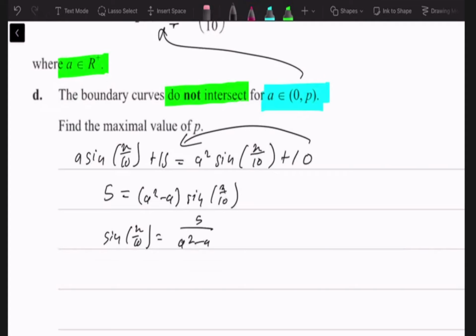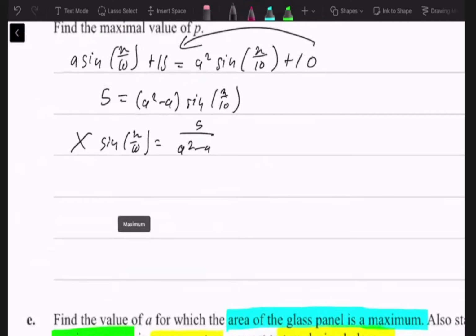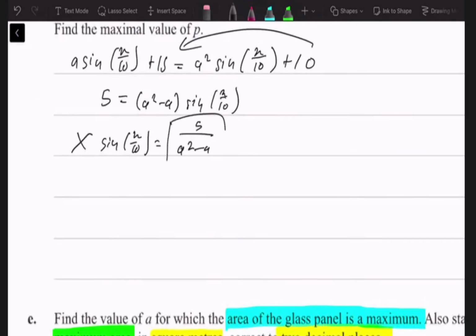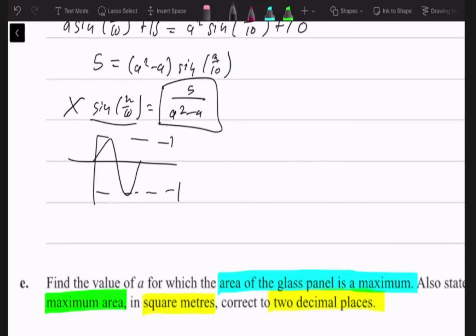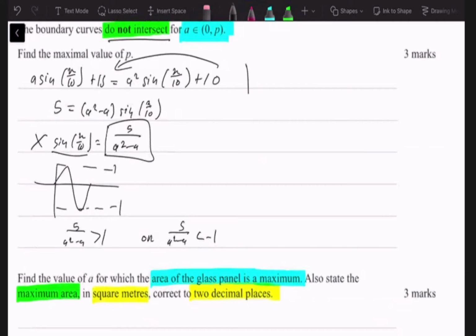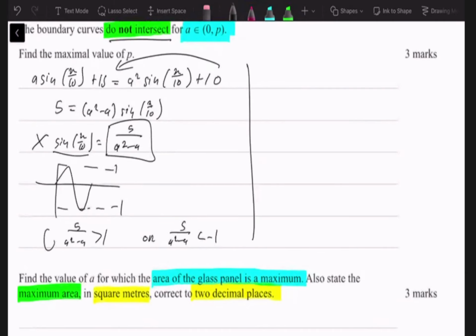So if it's not going to intersect, that means this won't have any solutions. So the way to not get any solutions is to make this value out of the range of sine x on 10. So the range of sine x on 10 would be 1 to -1. So essentially what we're doing is we're getting 5 over a squared minus a to be either greater than 1 or less than -1. So if we take 1, oops, so it's 1 or 2.